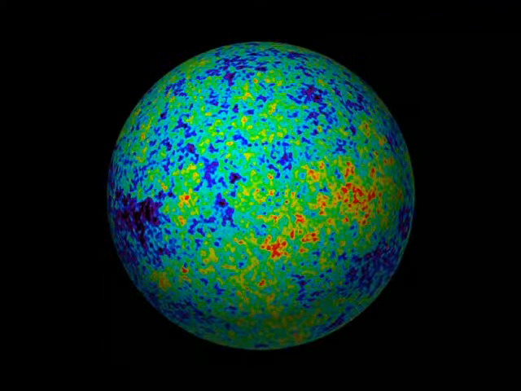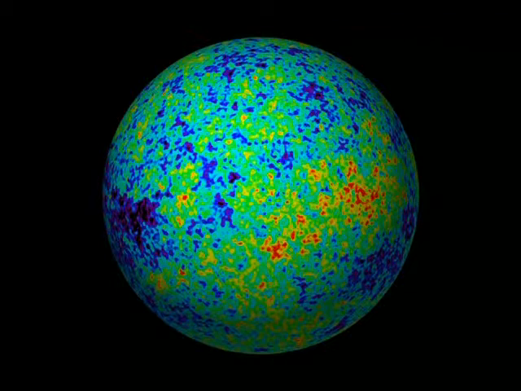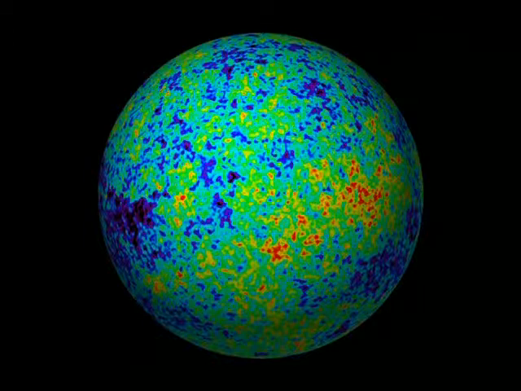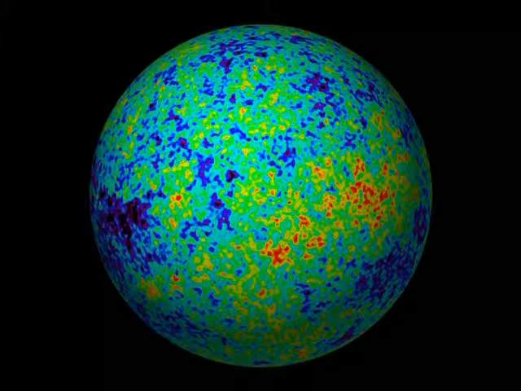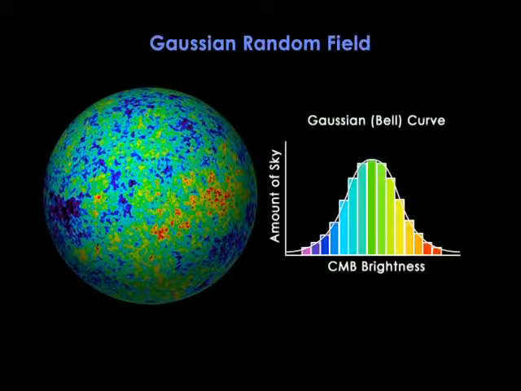Now, there are several ways to test this, but a very simple method is the following. Remember, this image of the microwave background is color-coded. Slightly denser regions are in red, slightly less dense regions are in purple, and the mean density is in green. So all you do is to make a histogram of the amount of sky at each density, in other words, at each color. As you can see, the histogram makes a nice Gaussian or bell curve. And this shows that the microwave background is a Gaussian random field. It has exactly the random quality that inflation predicts.